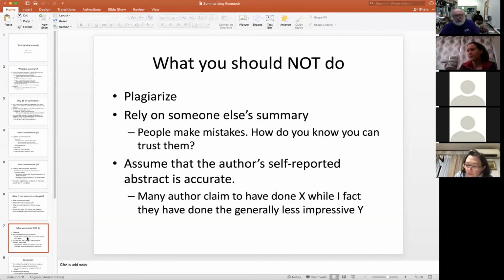First of all, plagiarize. Don't do that. Bad idea. Second, rely on someone else's summary. Again, people make mistakes. You don't know that you can trust them.